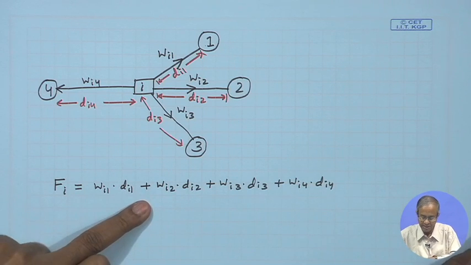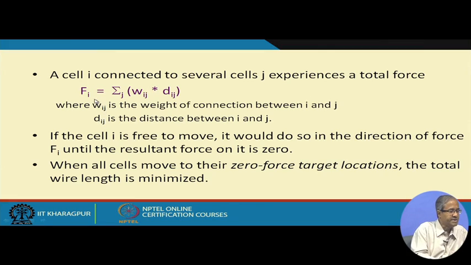So, this exactly what I have shown here is mentioned in the slide in a general form, where a cell I is attracted by other j number of cells. So, it will be summation over j Wij Dij, this will be the total force, where Wij is the number of connections between I and j, that is the weight of the connection, and Dij will denote their distance.